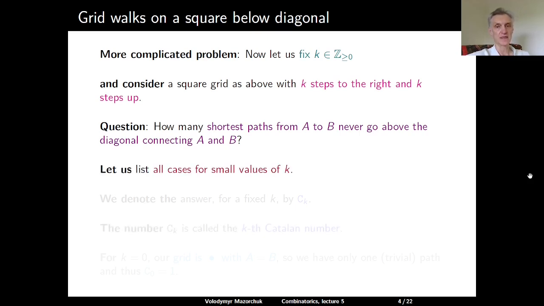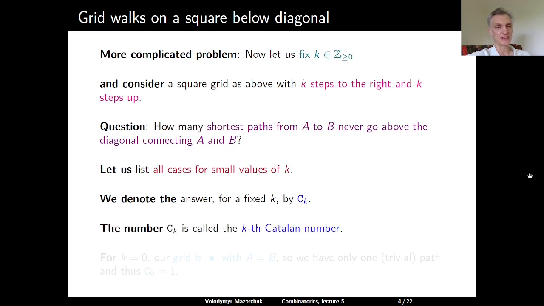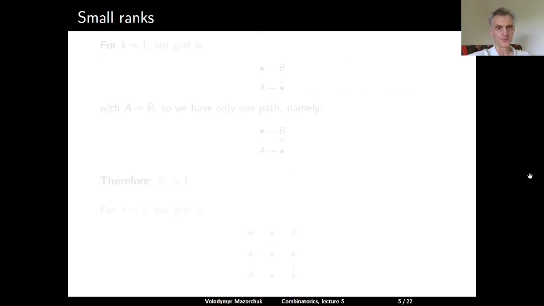Let us list all cases for small values of k. We will denote the answer for a fixed k by c sub k, and this number c sub k is called the k-th Catalan number, and later on in the lecture we will have an explicit formula for this number. So if k is equal to 0, our grid consists just of one point, and in particular A is equal to B, so we have only one path, and that's a trivial path, we stay at A. So c0 is equal to 1.